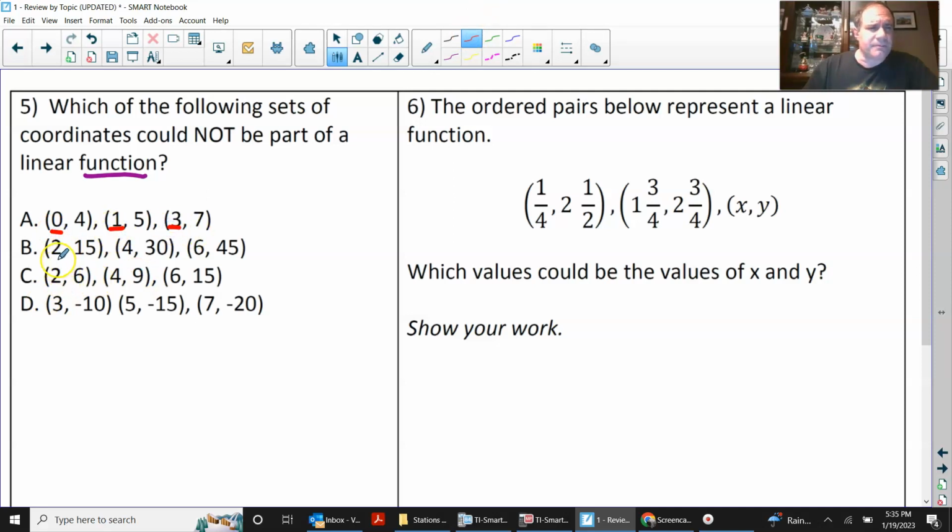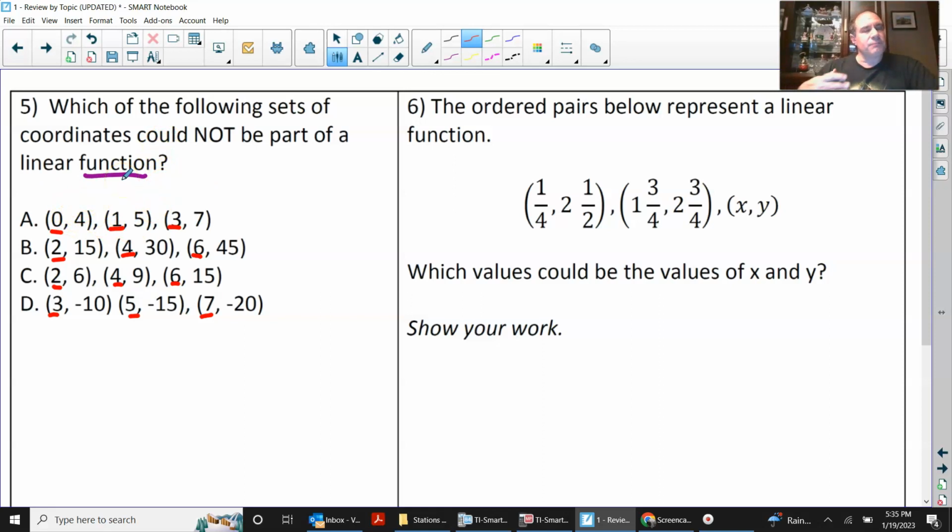None of the x's repeat there. None of the x's repeat there. None of the x's repeat here. None of the x's repeat here. So every one of these relations is a function. So we have to figure out which ones are linear.